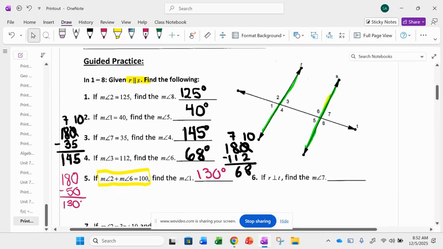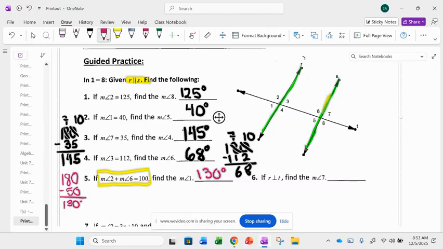All right, lastly, number 6. It says if R is perpendicular to T. Here's line R, guys. Here's line T. What happens when two lines are perpendicular? What do they make? Right angles. So if R is perpendicular to T, that means all 4 of these are right angles. Anybody confused with how I knew that?